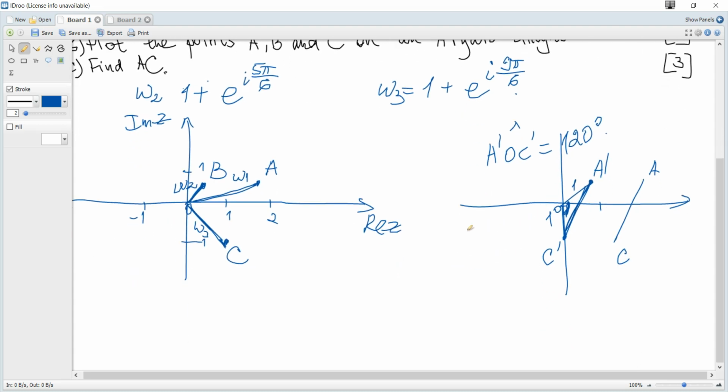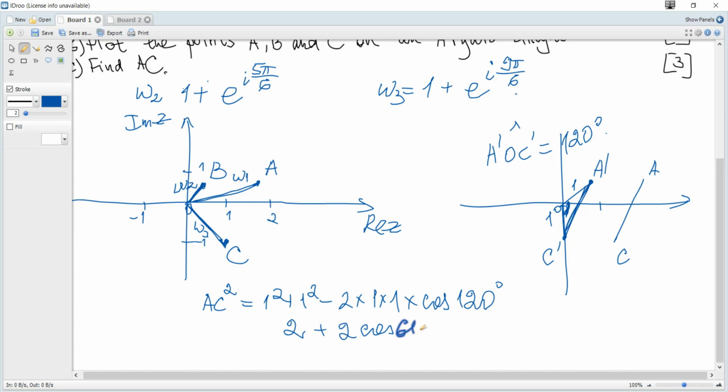And hence we can apply the cosine rule. AC squared is equal to 1 squared plus 1 squared minus 2 times 1 times 1 times cosine 150. It's the same as 2 plus 2 cosine of 60, which is a half. Hence AC squared is 3, hence AC is the square root of 3.